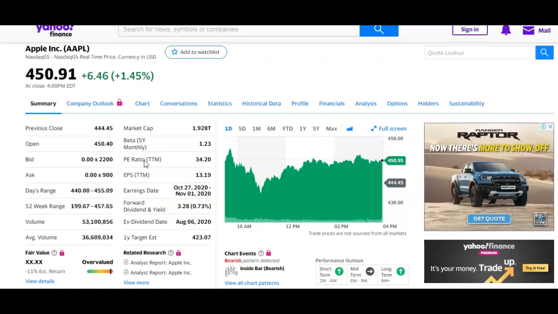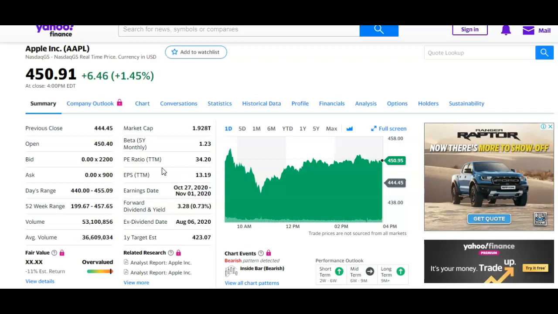And this is also a ratio that tells you how many years it will take to get your investment back. As you can see here, over the last 12 months Apple earned $13 per share, and the current stock price is $450. So it'll take you around 34 years to get back your earnings. If you were to buy one share of Apple at $450 and each share earns $13, then using these numbers, it would take you around 34 years to recoup your investment in terms of company earnings. So that's another way to look at it.